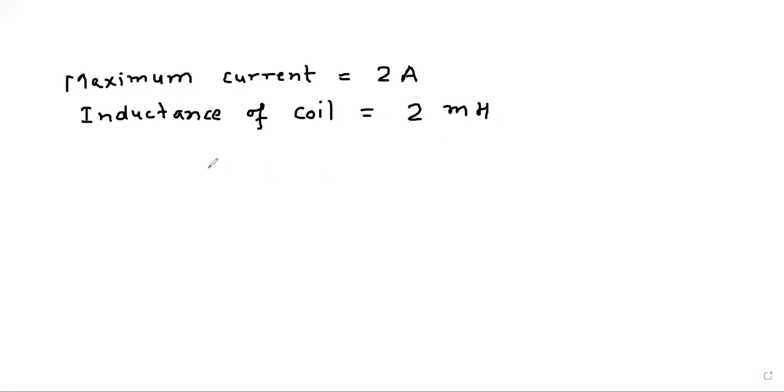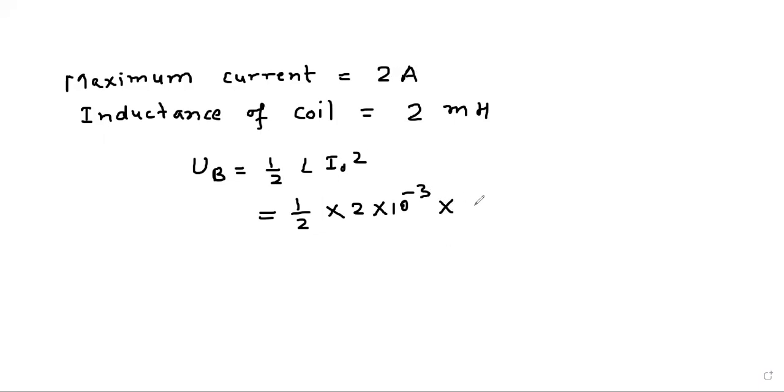Then energy stored would be equal to half L I0 square. So put the value: 1 upon 2, 2 into 10 power minus 3, into I0, which is 2 square. So we will get 4 into 10 to the power minus 3 joule, which is our answer.